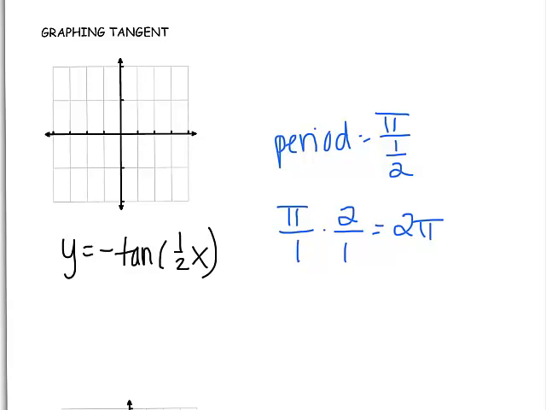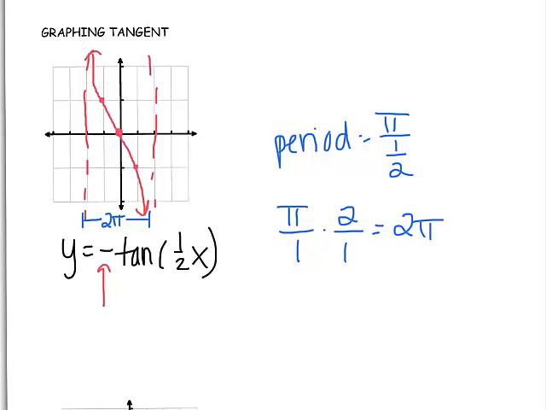So I'm just going to plot my asymptotes and sort of make my shape, and then I'll be able to label my points. So tangent always has a 0 at 0. Now this negative sign is going to have the squiggle go in the opposite direction. This tangent is now going to decrease instead of increase. So now the period we know is 2 pi. So from asymptote to asymptote, I have to cover a span of 2 pi.